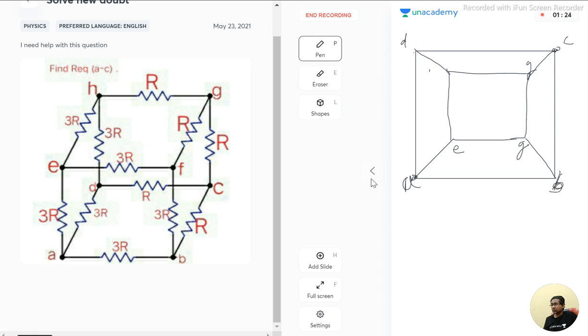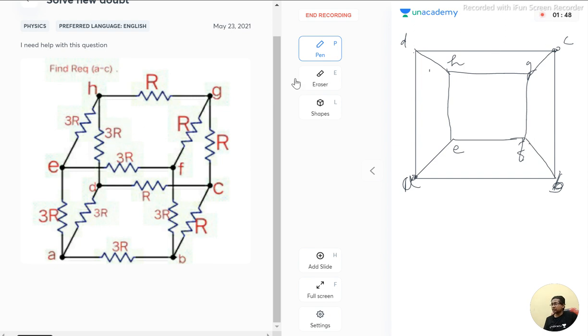B is connected to F, and D is connected to what? So the point D, let me look at D. D is connected to H. Okay, now we should mark the resistances.